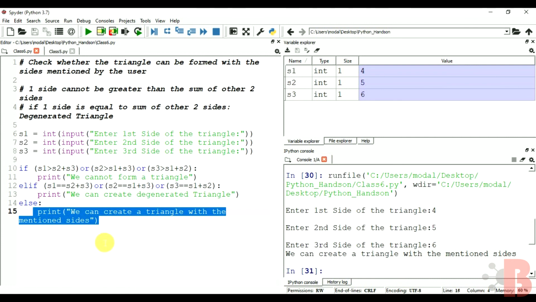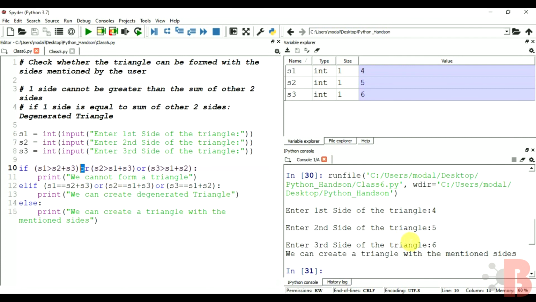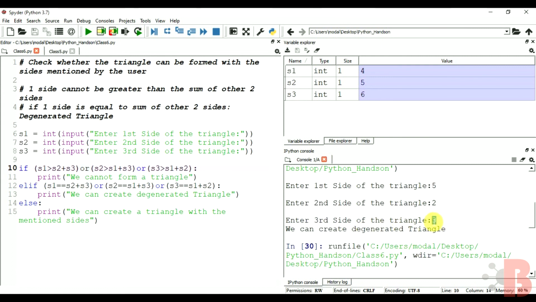So with the help of if statements and the OR keyword, we were able to identify whether we can create a triangle or not with the help of the values mentioned by the user.